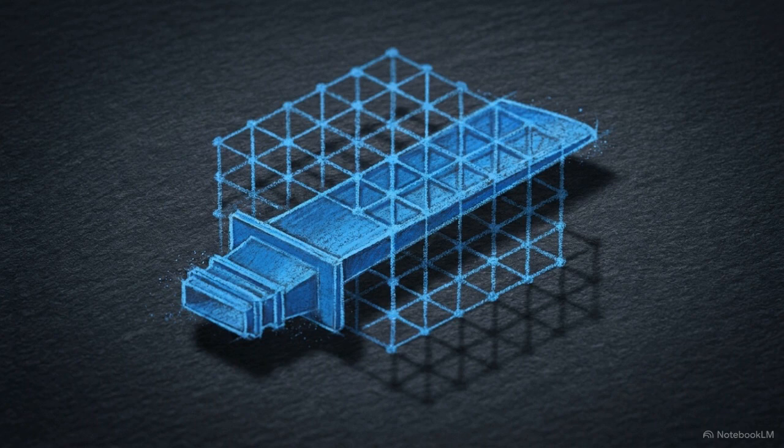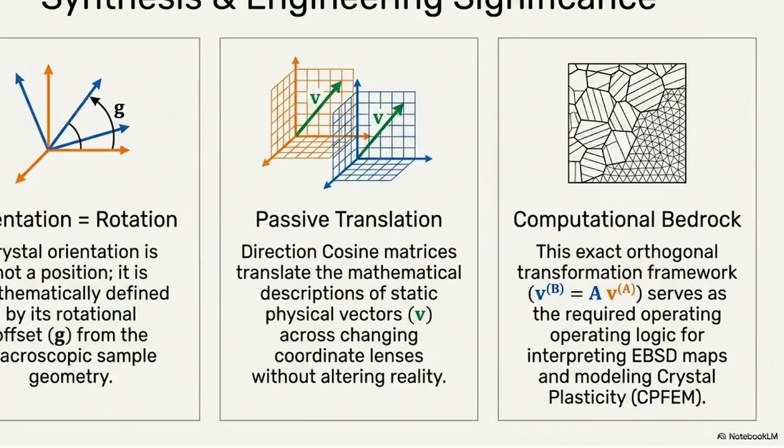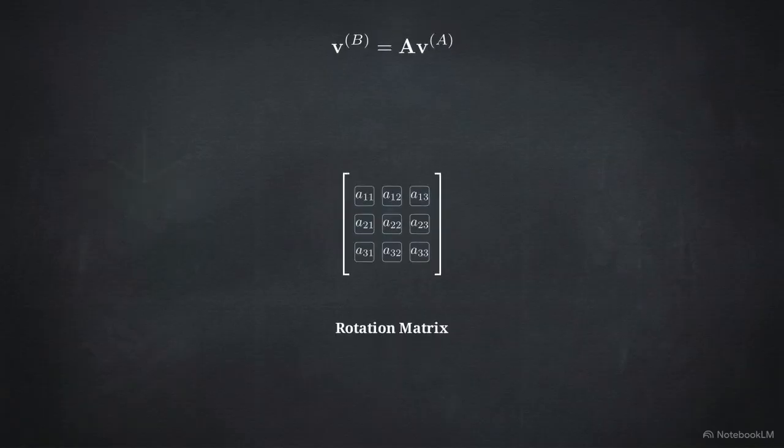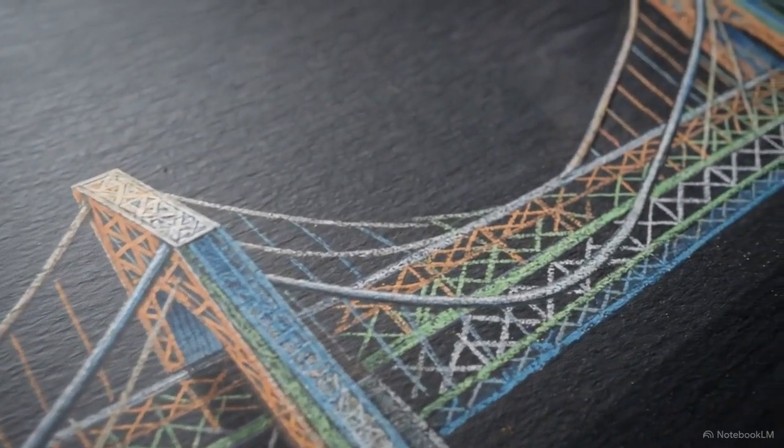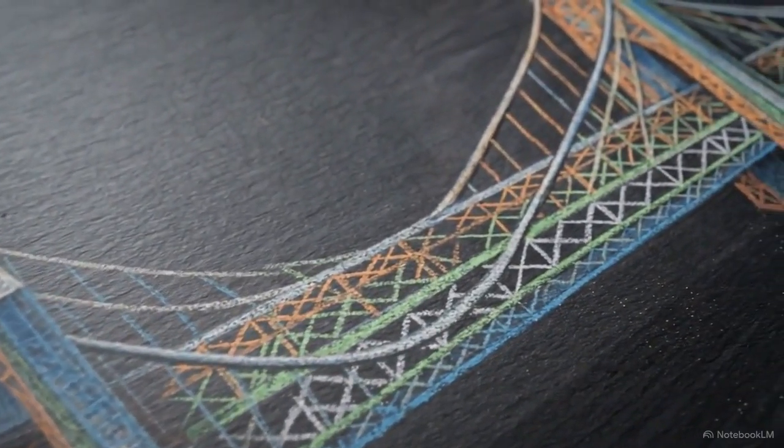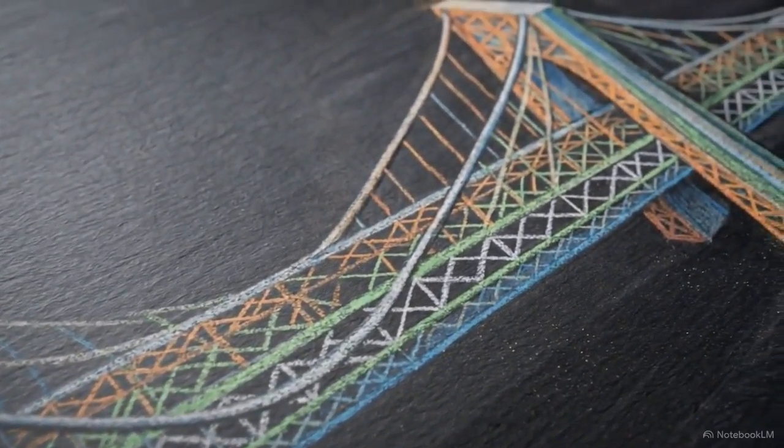This direction cosine matrix operates as the literal logic hard-coded into modern materials science software. Without this exact orthogonal transformation framework, computers would be completely unable to interpret complex microtexture data like EBSD maps or model crystal plasticity. Mastering the crystallographic rotation matrix provides the exact mathematical link we need to calculate how microscopic atomic structures dictate the macroscopic strength and performance of the materials we build the world with.